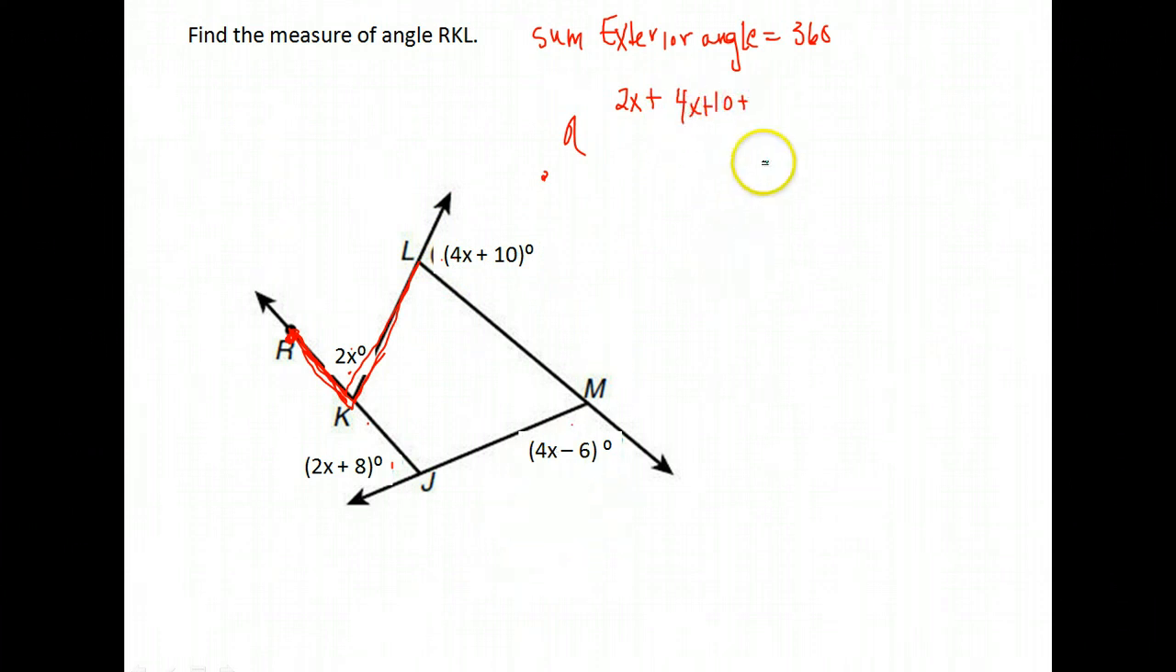Plus my next angle, which is 4x minus 6, plus my final angle, which is 2x plus 8. Now double check, make sure you wrote them all down correctly, and again their sum should be 360.